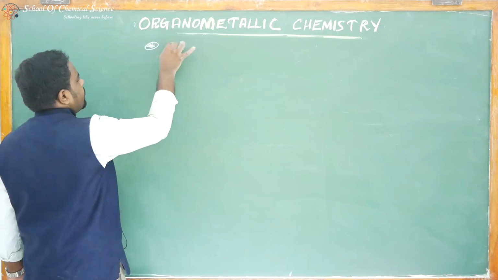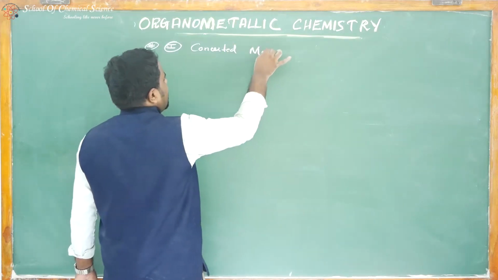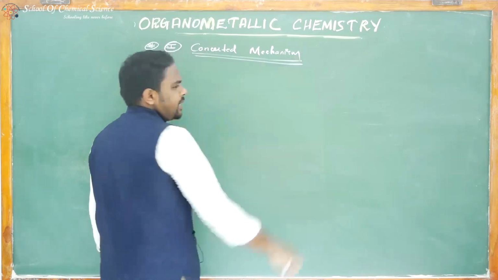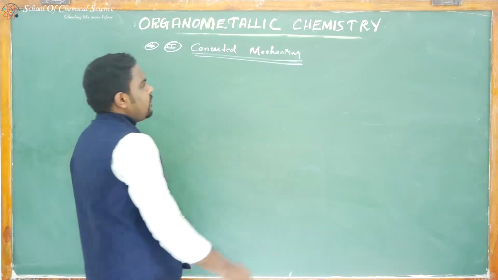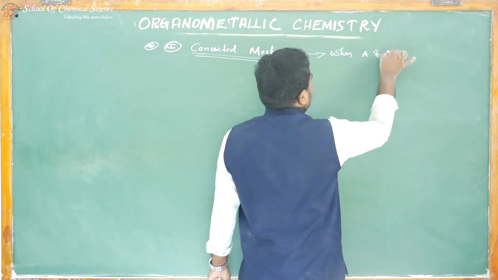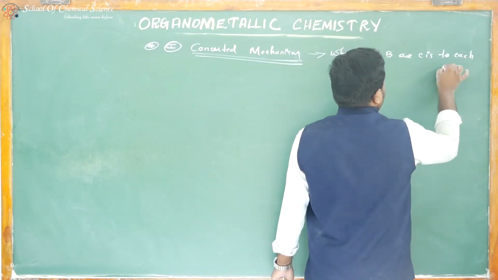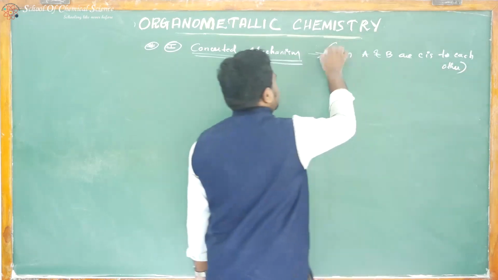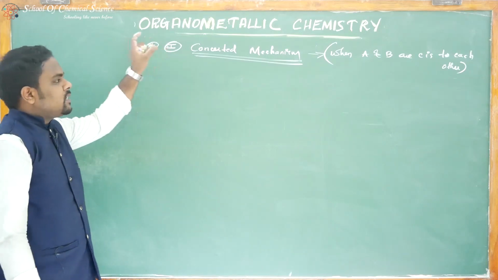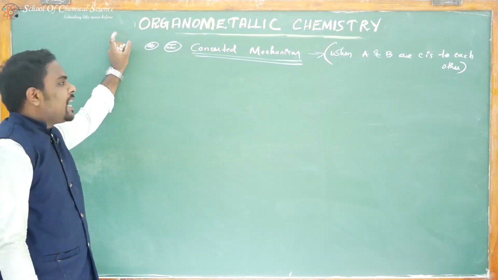Three mechanisms are there. First mechanism, concerted mechanism. The first mechanism is the concerted mechanism. Concerted mechanism is followed when A and B are cis to each other. A and B are the two anionic ligands. So your first mechanism is the concerted mechanism, and that is followed when you are eliminating anionic ligands A and B that are cis to each other.